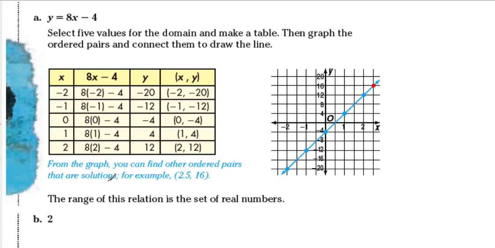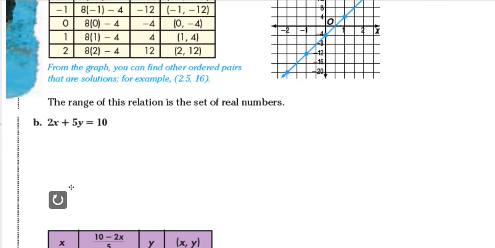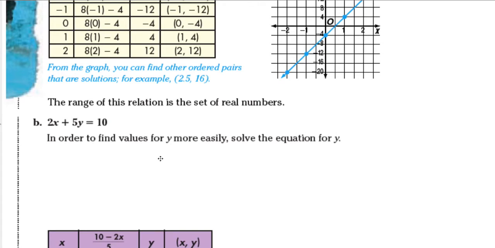Let's take a look at example B in this case. It's 2x plus 5y equals 10. You're asked to graph 2x plus 5y equals 10. In order to do that, what's the first thing we need to do? You don't want to be solving the equation 2x plus 5y equals 10 for the value of y every time. That will be too cumbersome. So in order to find values for y more easily, we need to solve for y.